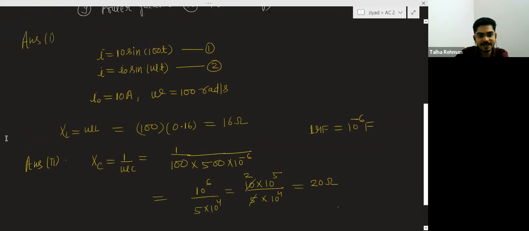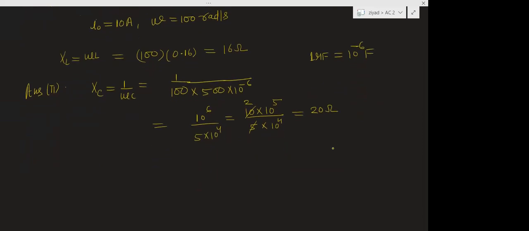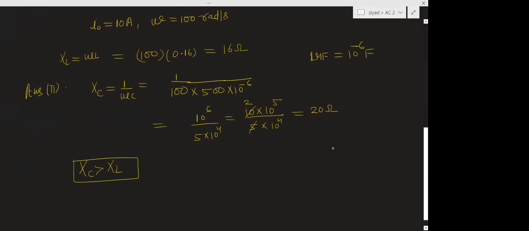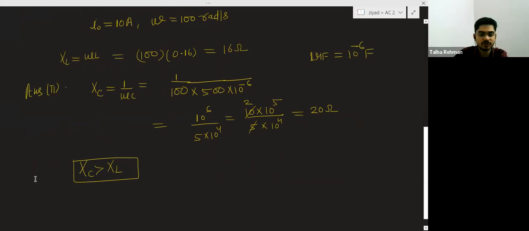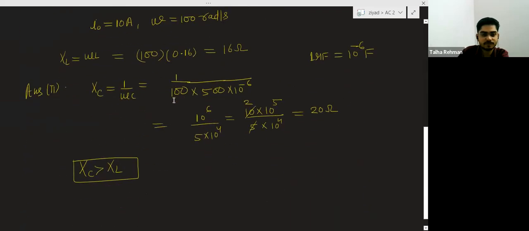What is your XL? 16 ohm. What is your XC? 20 ohm. So from here it is clear that XC will be greater than XL. This result will be used. After that they are asking for Z, the impedance of the circuit. Answer third.